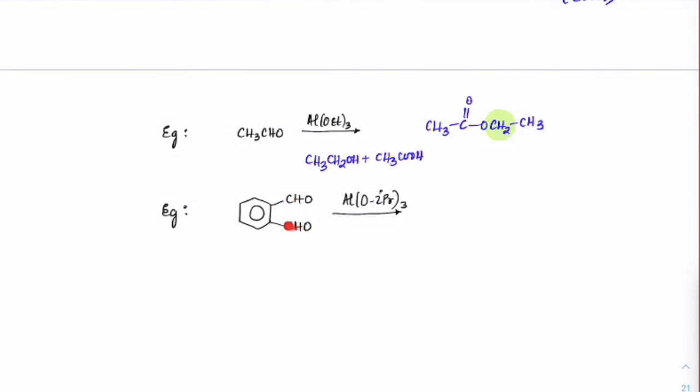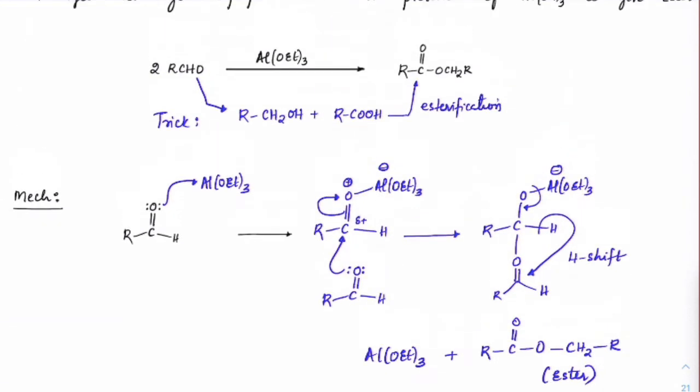Same thing here also. If you have phthalide, here also we can see the same reaction. This side hydride will shift, so I can make this as an ester form, and we have oxygen connected to this. This will be the final product. So wherever you see trialkoxy aluminium here, just make sure you go through Tishchenko's reaction. I hope all of you understood that.